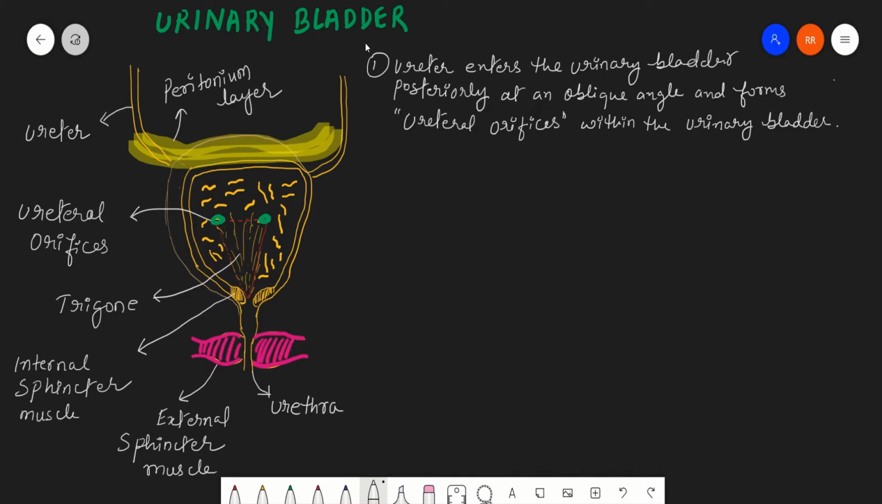And these ureteric orifices, which I have denoted in green color, are slit-like rather than rounded. Okay, so the shape of these orifices is slit-like, and it makes an oblique angle, and this shape prevents the backflow of the urine into the ureter or kidney when the urinary bladder contracts. This whole process of contraction and backflow of the urine from the urinary bladder into the ureter is known as vesicoureteral reflux.